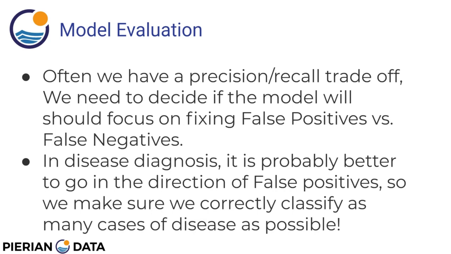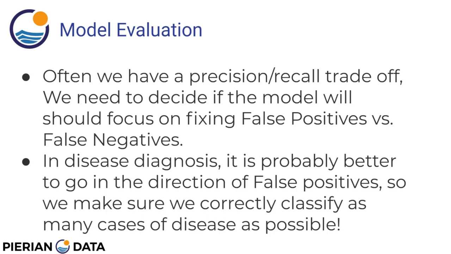As we mentioned, we often have that precision recall trade-off, which means we essentially need to decide if the model should focus on fixing false positives versus false negatives. At the cost of decreasing false negatives, most likely we increase false positives, and vice versa. And in disease diagnosis, it's probably better to try to minimize the number of false negatives at the cost of increasing the number of false positives. So we go in the direction of these false positives.